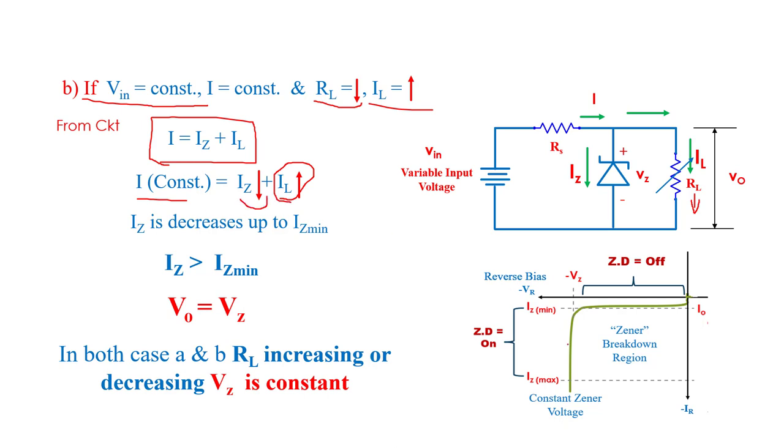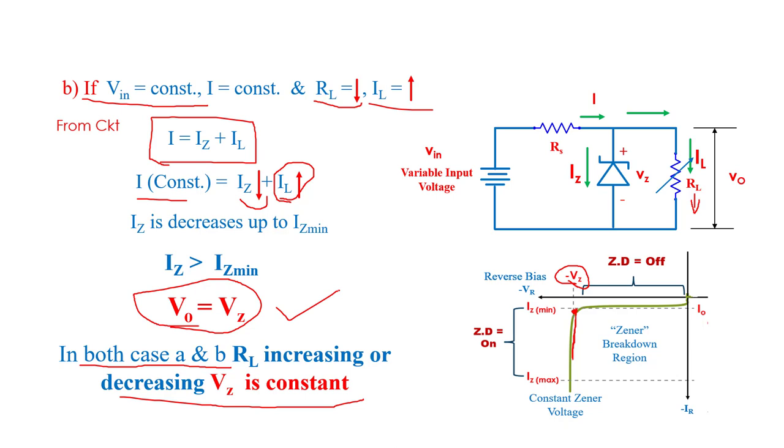We have to decrease IZ up to IZ minimum at this point. At this point, voltage across Zener diode is Vz. A constant output voltage is maintained across Zener diode when current is increasing or decreasing in this region. So at IZ minimum, output voltage across Zener diode is Vz. So output voltage is also equal to Vz. So in both cases we can say that if RL is increasing or decreasing, output voltage across load is constant, that is equal to Vz.